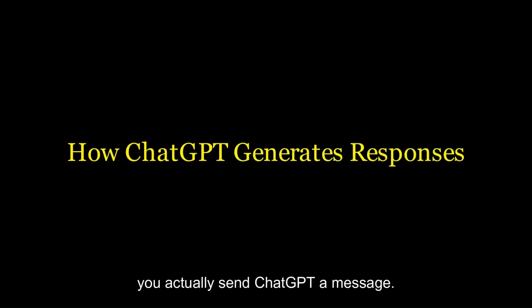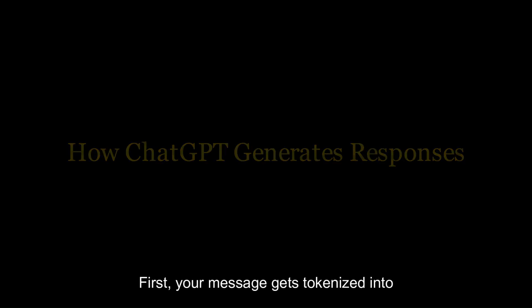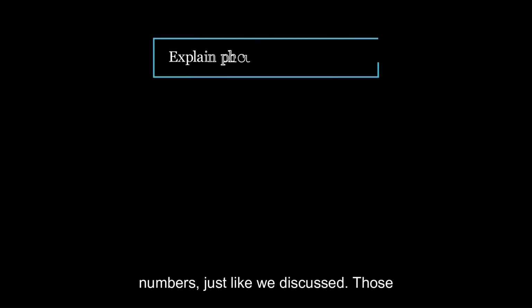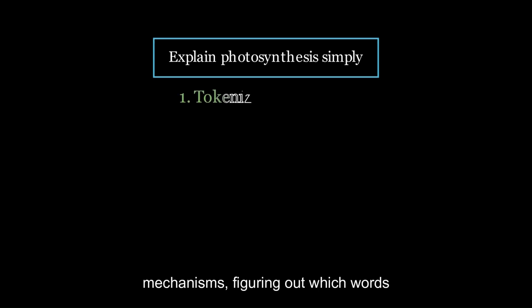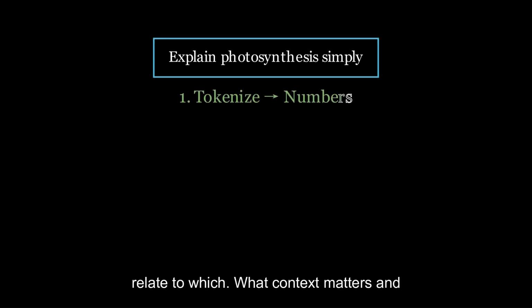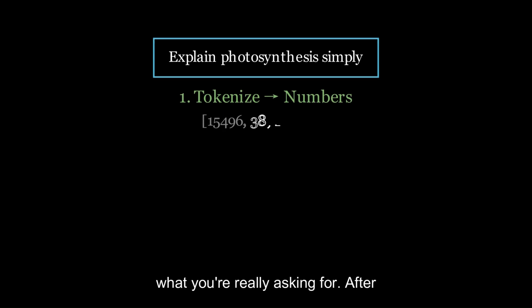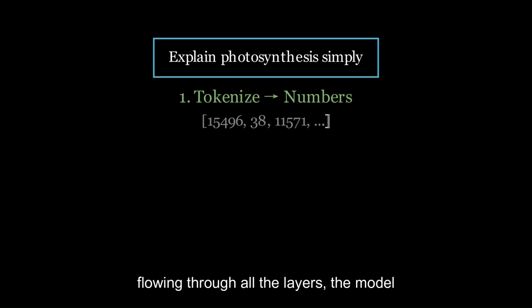You type, "explain photosynthesis simply." First, your message gets tokenized into numbers, just like we discussed. Those tokens flow through dozens of transformer layers. Each layer applies attention mechanisms, figuring out which words relate to which, what context matters, and what you're really asking for. After flowing through all the layers, the model outputs a probability distribution over all possible next tokens.